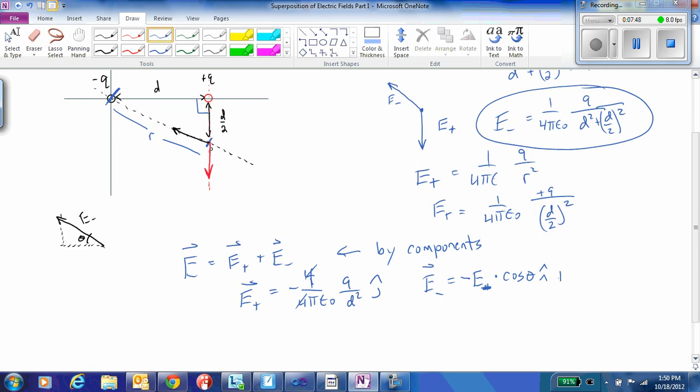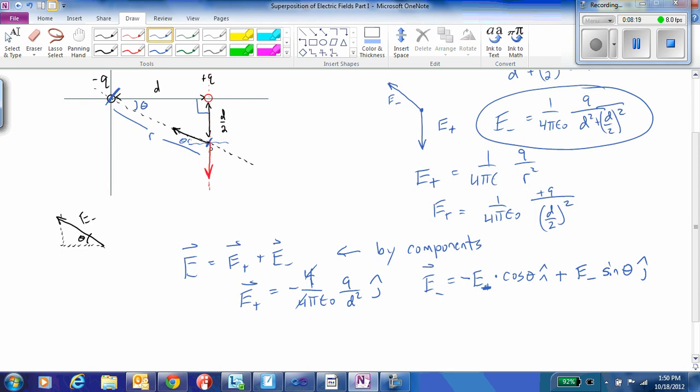And then I'm going to add that to my vertical component, my y. So that's going to be, again, E minus, and this time it's going to be sine of theta, because that's the vertical side of that triangle I just drew. And that'll be j hat. So now I can figure out what sine and cosine are from this triangle. Well, if this angle is theta, then this interior angle is also theta, and you can see that from my diagram.